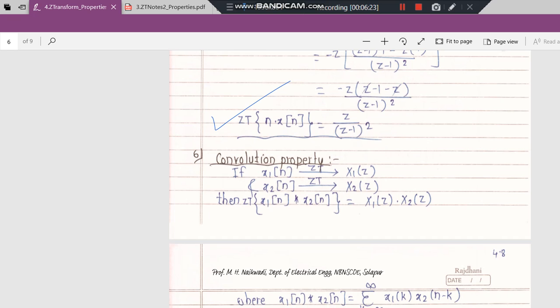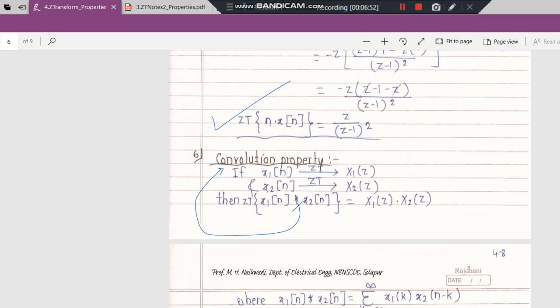The convolution property states that when we take the convolution of two signals in the time domain, what happens to the z transform is simple multiplication of their z transforms. See this symbol asterisk, which is reserved for convolution, and this dot sign refers to multiplication. So the property is that convolution of two signals in the time domain is multiplication of their z transforms.